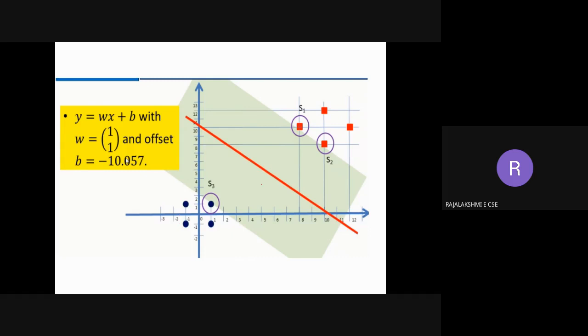So this is a line which is passing through 10.057. This particular point, 10.057, is a slanting line. That is why they take it like this. Understood? Clear with this?